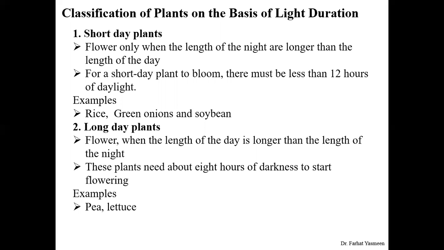Long day plants are plants which have the ability to flower when the length of day is longer than the length of night. These plants need about 8 hours of darkness to start flowering. Examples of these long day plants include pea and lettuce.